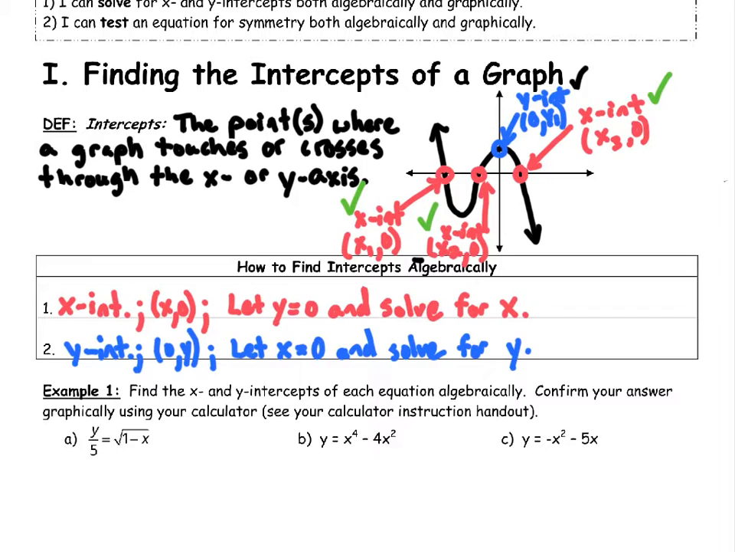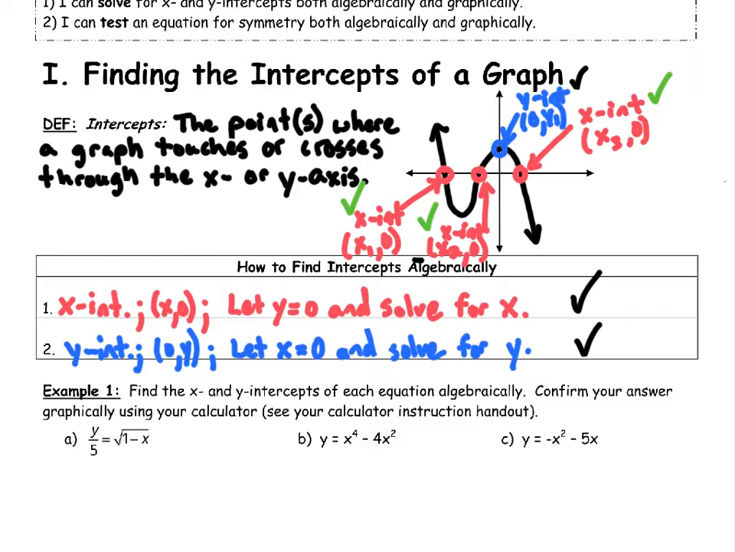Now the number of intercepts changes depending on what the graphs look like, but the most important thing you need to know is how to find these things. So if you don't have a graph and you're just working with an equation, remember to find an x-intercept, you're going to let the y be 0 and just solve for x. To find a y-intercept, you're going to let the x be 0 and solve for y.